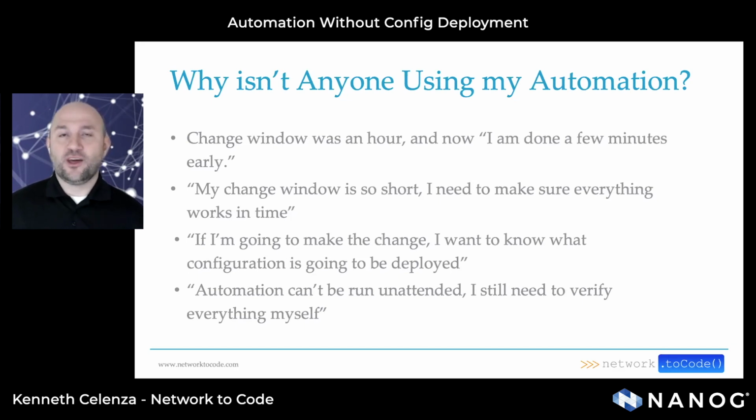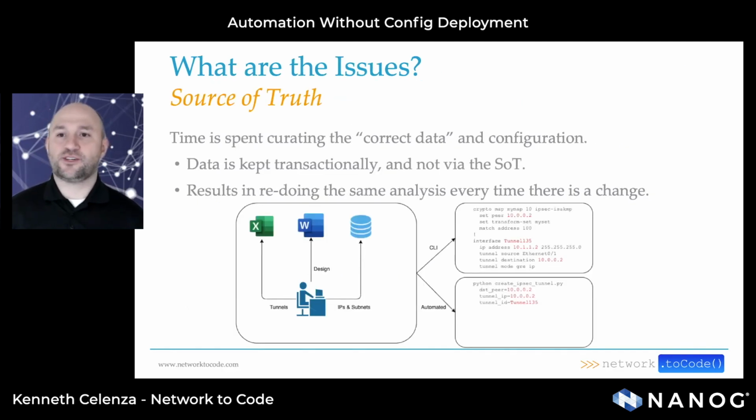Similarly, they're going to say, if I'm going to make the changes, I want to be the one to know what's going to go into those configurations. I'm in control. It's my butt on the line, to be honest, right? And then ultimately, if automation can't be run unattended, I still need to verify everything myself. So great, you deploy this configuration, but I'm still stuck verifying the entire process actually worked and taking all the responsibility of that. So what are some of the issues with that kind of process, right?